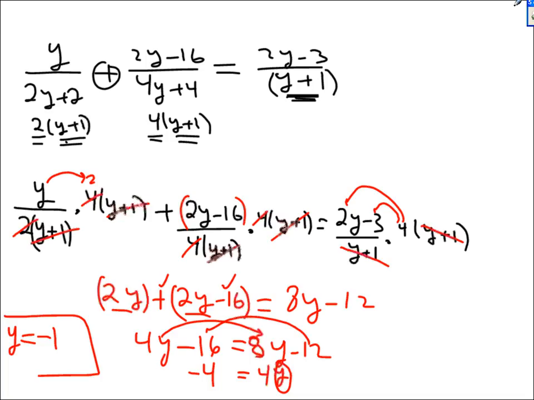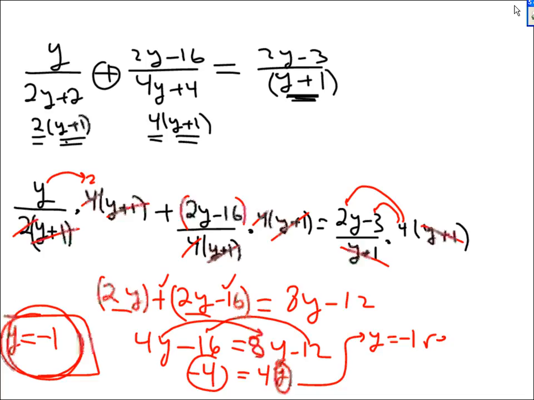4 times some number is negative 4. This tells you that y is negative 1. But that's exactly the value for y we must reject. We reject. So no solution. Sometimes you may get 2 solutions and keep both of them, or maybe you'll just have to reject one of them. If you reject one, you keep the other. Or you reject both of them and you have no answer, no solution.